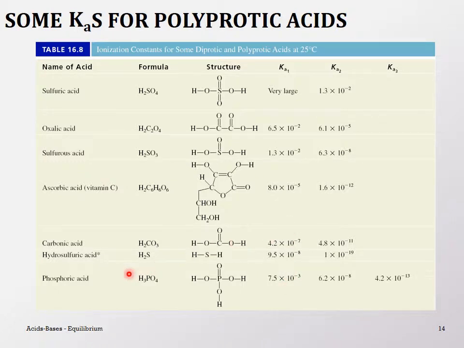For phosphoric acid you will have 3 Ka values because it's a triprotic acid. So if you're trying to calculate the pH, you will have 3 calculations to do. For a diprotic acid, you have 2 calculations to do, one for the first ionization and then one for the second ionization. So let's try it out.